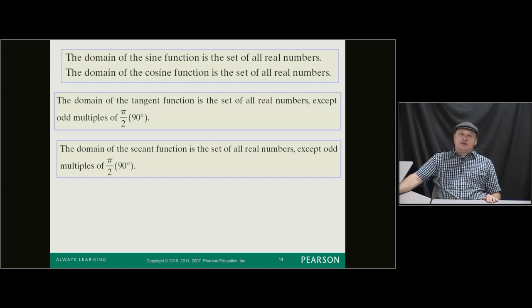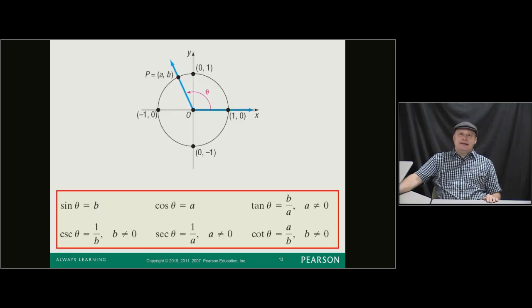Well, I would venture to guess that's because there's going to be an a on the bottom, and it's undefined when it's on the bottom. So let's go back again and look at secant. Secant is 1 over a. Look at it, 1 over a. When is a 0? Same places where tangent is going to be 0 in the bottom. So the tangent and the secant would basically have the same domain because those are the locations where a is going to be 0.